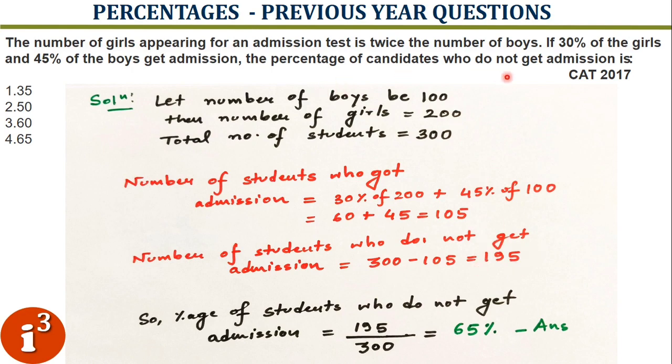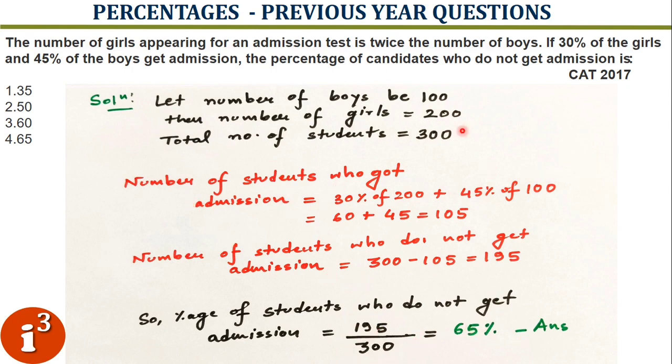So the percentage who did not get admission is 195 by 300. Did not get admission is 195, and the total number of students is 300. This comes out to be 3 into 65 divided by 300, which means 65%. So it's a very simple problem.